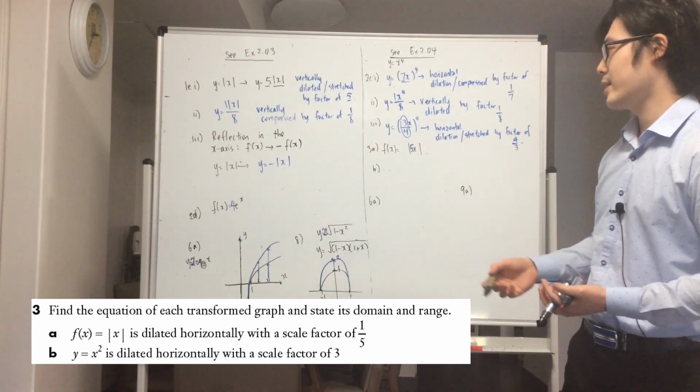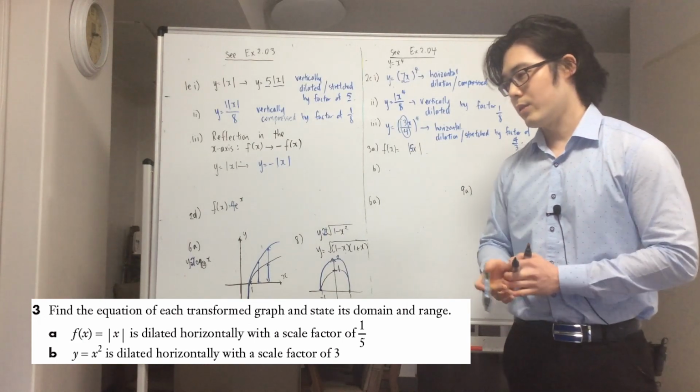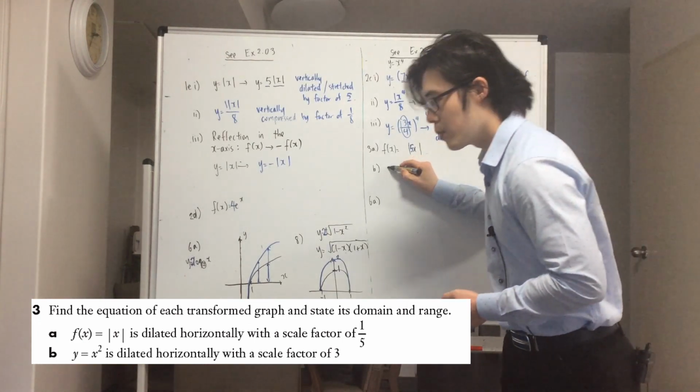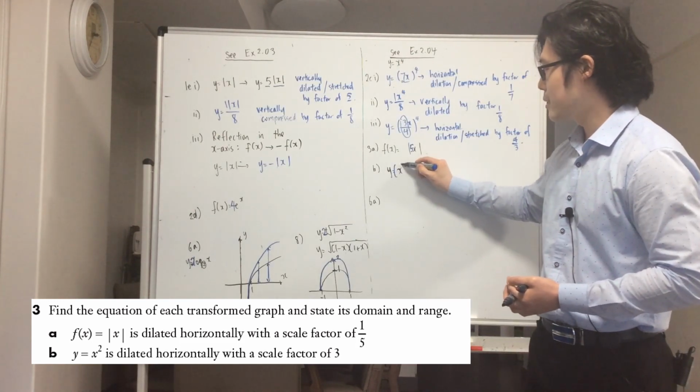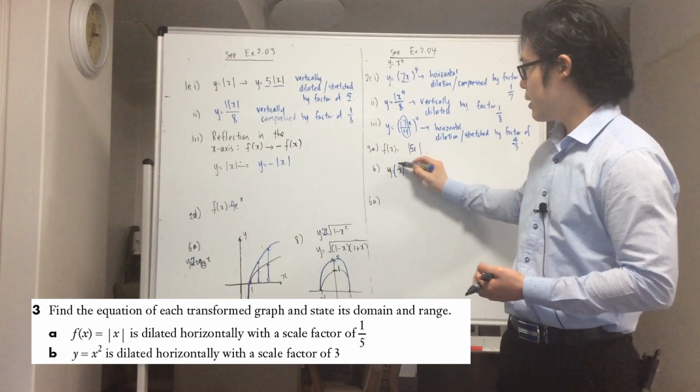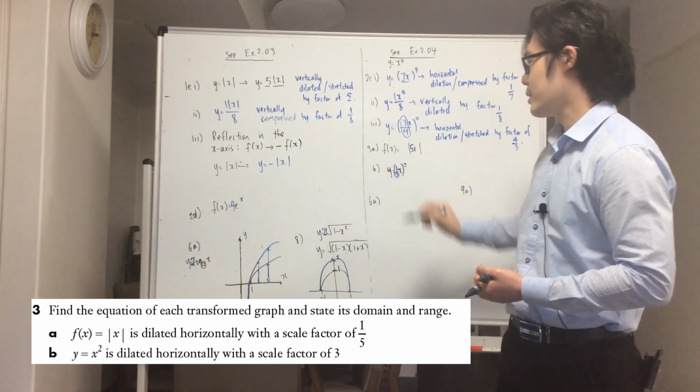And then you would have to sketch that to find domain and range, which I will get you girls to do. 3b, so that means I need to put inside a bracket like that, leaving the squared outside. If it's scale factor of 3, that means I have to put 1 over 3 inside the bracket.